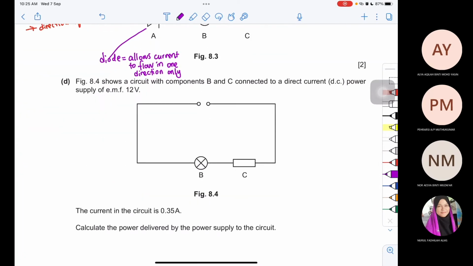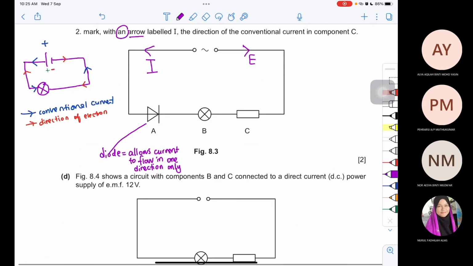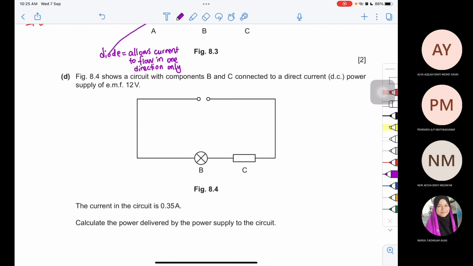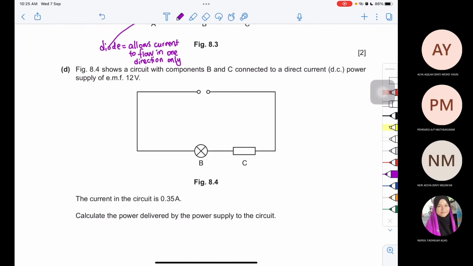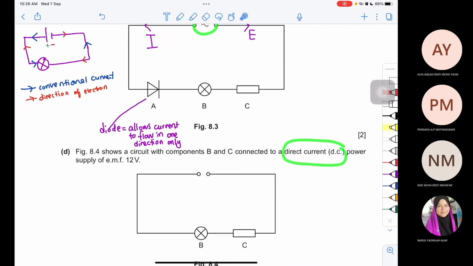Easy question, but you have to know the basics. Okay. Next, figure 8.4 shows a circuit with components B and C connected to a direct current DC. Okay, now we have changed something. Now we use direct current. Earlier we used alternating current.